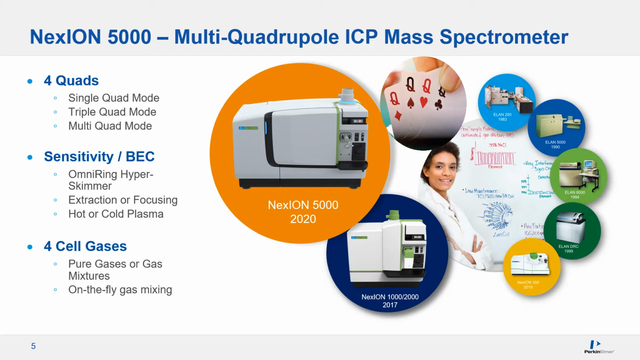It has greater sensitivity than before, improved performance with the OmniRing hyperskimmer and triple cone interface. We can run it in extraction or focusing modes. We can run hot or cold plasma easily within the method. It has 4 cell gases where we can add pure gases or gas mixtures. However, if you don't want to buy expensive gas mixtures, you can use our gas manifold and do on-the-fly gas mixing for your particular application's needs.